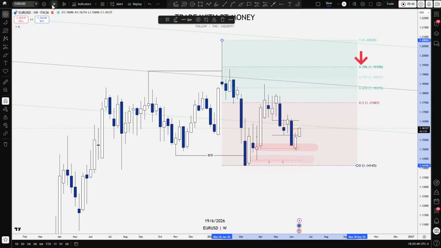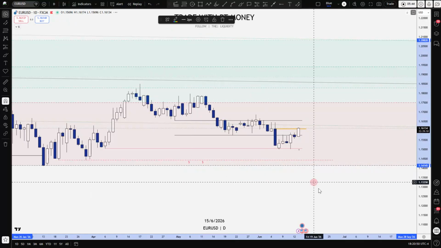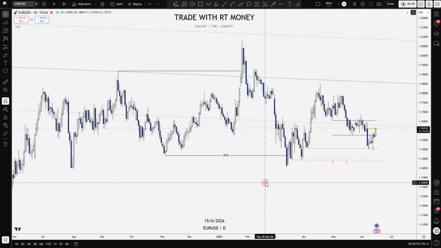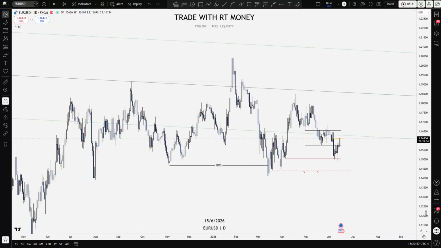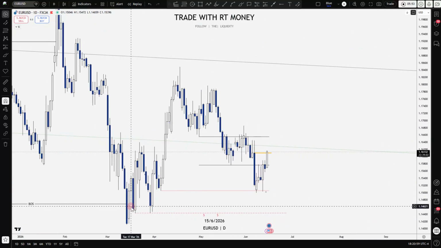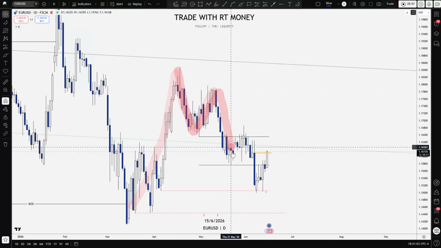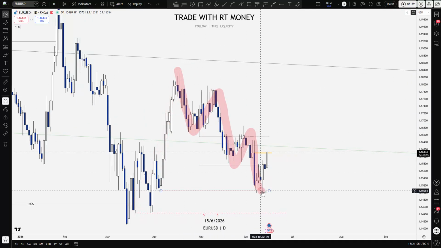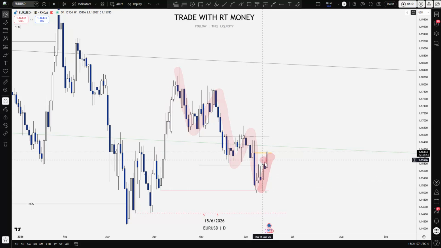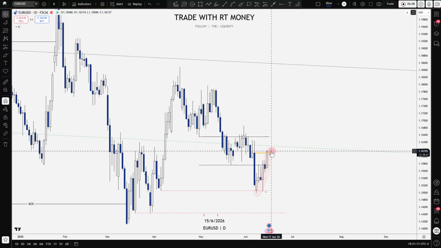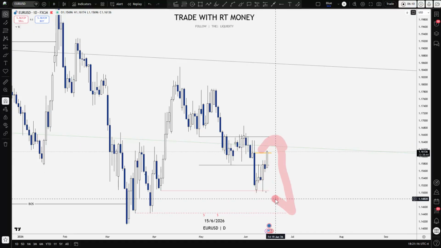Now let's go down to the lower time frame, which is the daily. Let's take a closer look at this pullback and then the move down. What are we making? Lower low, lower high, lower low, lower high, lower low. Here we may be making, within the range of a lower high, the next lower low move down to these levels.